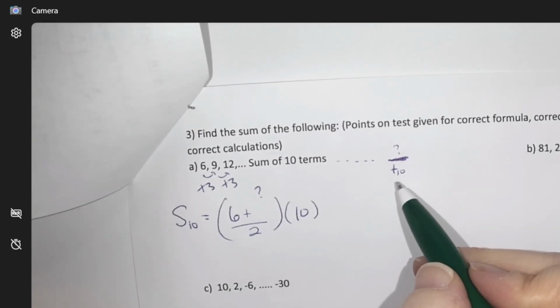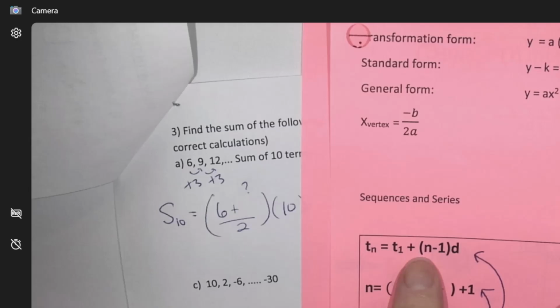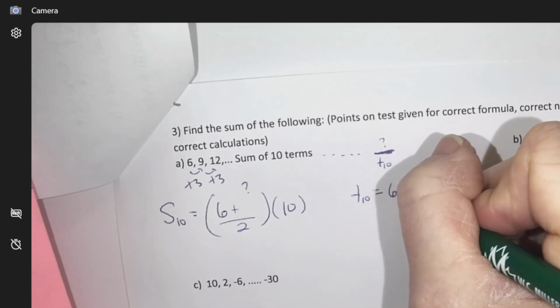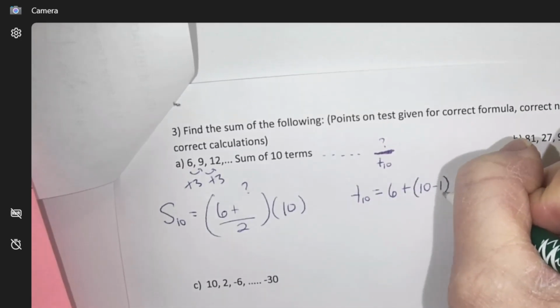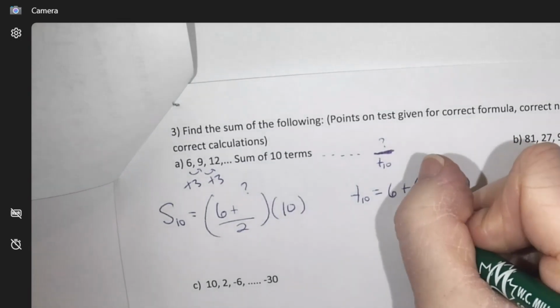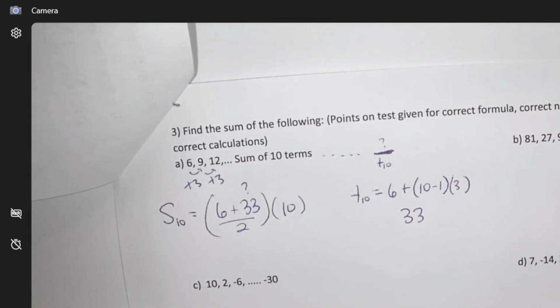Okay, so now I'm going to figure this out separately. I have another formula, so term 10. This is the formula. So term 10 equals term 1 plus... So if you kept going in this sequence, the 10th position would be a 33. Does that make sense?